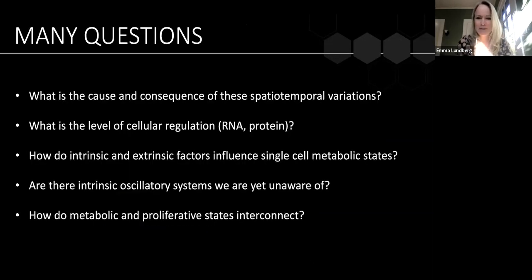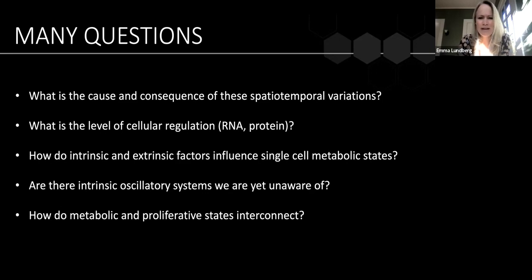So at this point, we have many questions, lots of data, probably need more data, and we have few answers, but it's exciting. So what's the cause and consequence of these spatiotemporal variations? What's the level of cellular regulation? Is it RNA or proteins? How do intrinsic and extrinsic factors influence single cell metabolic state? Here we can do some fun image analysis, for example, hold one cell out and see if we can predict the state of that cell given the surrounding cells and things like that. Maybe there are intrinsic oscillatory systems we don't know of yet in cells, and how do metabolic and proliferative states interconnect.